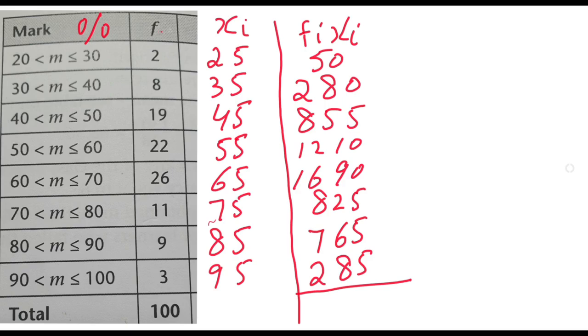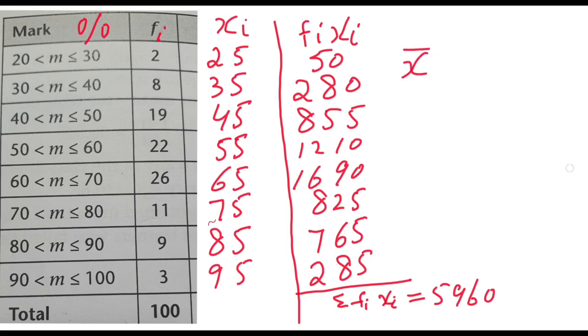So I found fi xi. I multiply f and x to complete this table. So these are the products of f and xi. Now I need the summation of fi xi. All of these values I need the sum. I use my calculator. Answer is 5960.